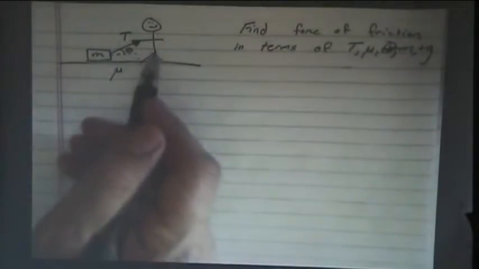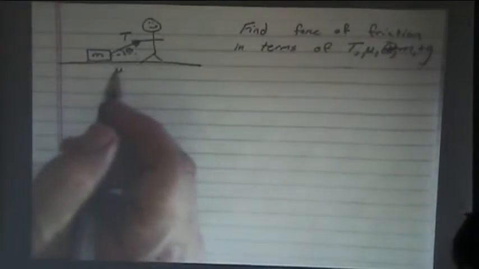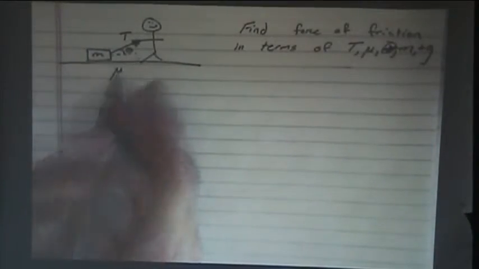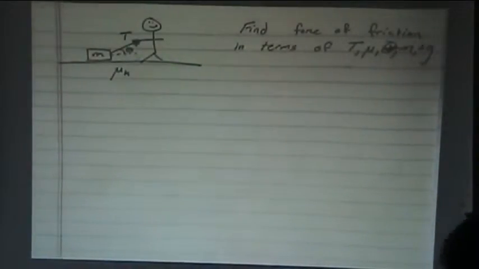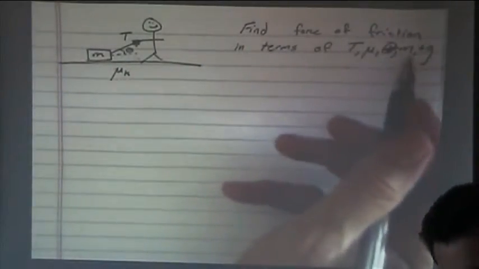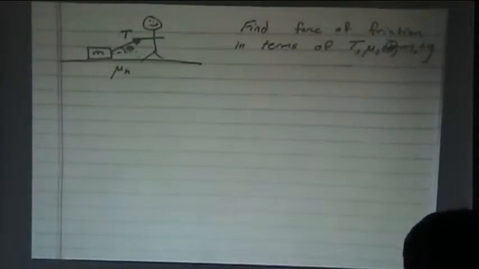So we've got a person pulling on a box using a rope. The tension in the rope is given as T, the box mass is M, and you're pulling at a certain angle theta. There is going to be friction in this situation, and so the coefficient of kinetic friction, because we're sliding at this point, we'll just call it mu. So find the force of friction in terms of these given variables, T, mu, theta, M, and you're also allowed to use constants like g. Any universal constant that appears on the reference table you can use in these types of problems as well, because they're constant.